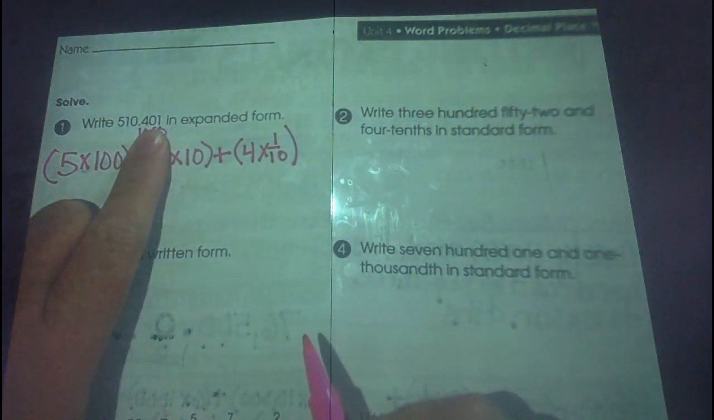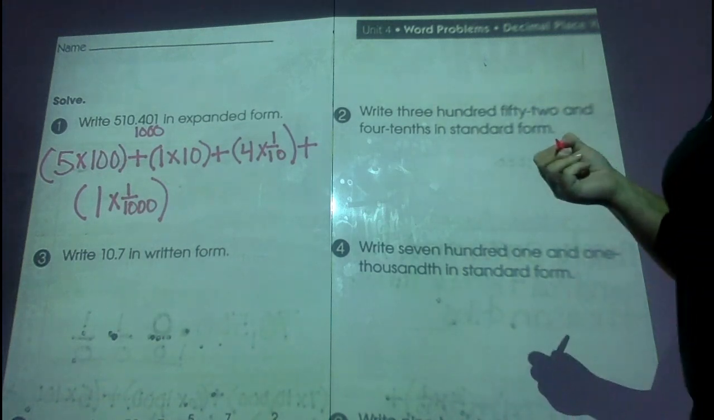look at the first one. So we have 4 times, our 4 is in the tenths place. We don't have a number in the hundredths place, but we have a 1 in the thousandths place. So 5 times 100 plus 1 times 10 plus 4 times 1/10 plus 1 times 1,000. Excellent job. All right, the next one is asking us to write in standard form.